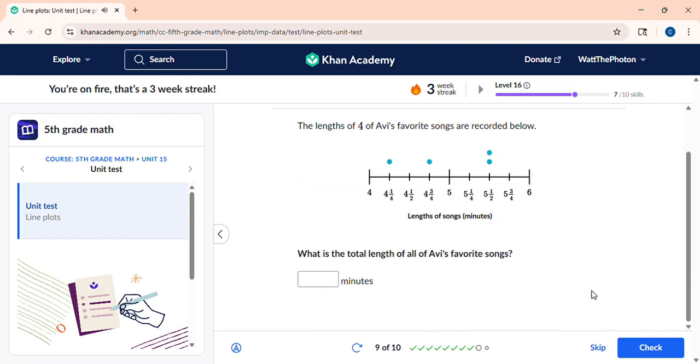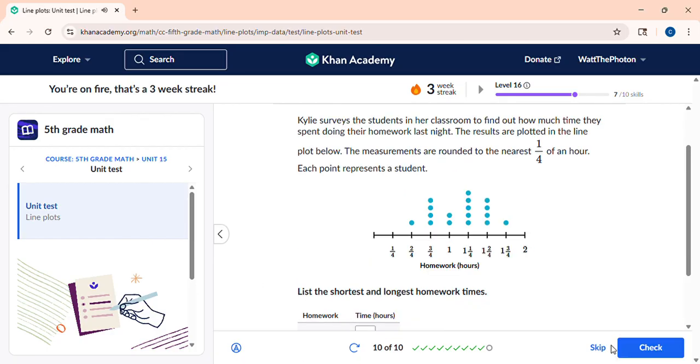The length of Ava's 4 favorite songs. What's the length of all the songs? 5.5 times 2 plus 4.75 plus 4.25. 20. There we go.